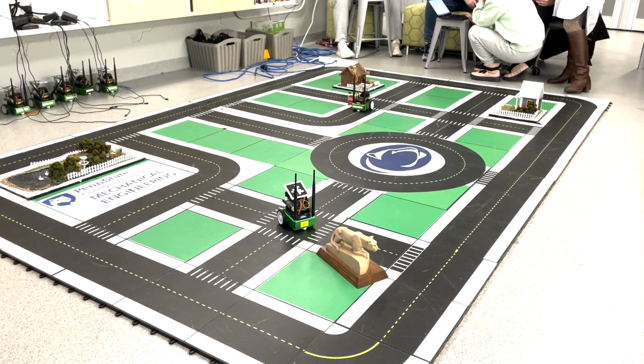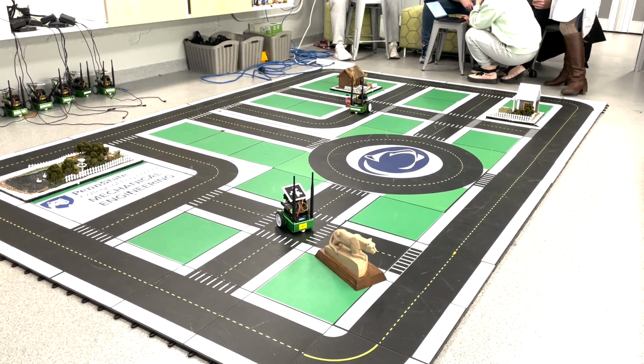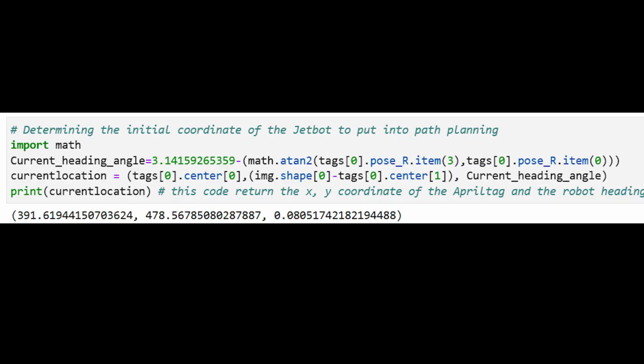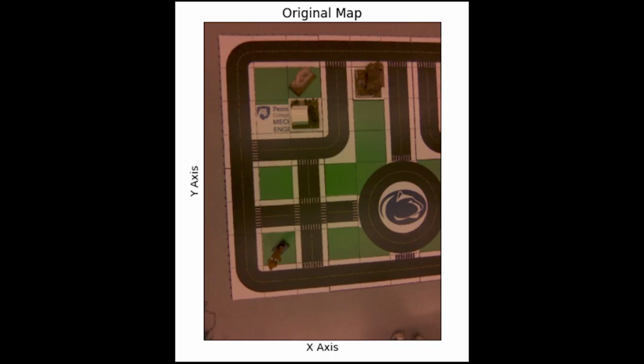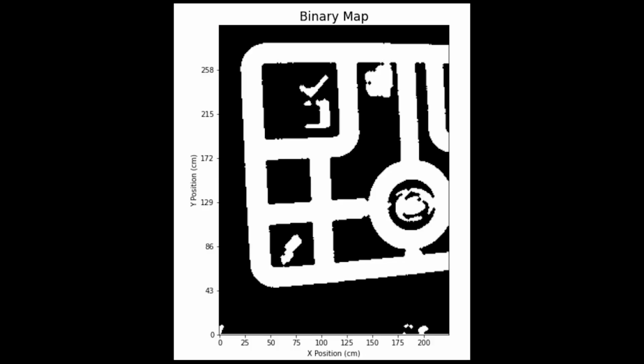Using the CameraBot, we were able to take a picture of our JetBot's April tag on the road map. We implemented this image into our code to identify the coordinates of the JetBot. Next, we uploaded an image of the road map to initialize path planning. Using this image, we converted it to a binary map that only shows black and white. The JetBot recognizes that it can only operate on the white areas of this map.